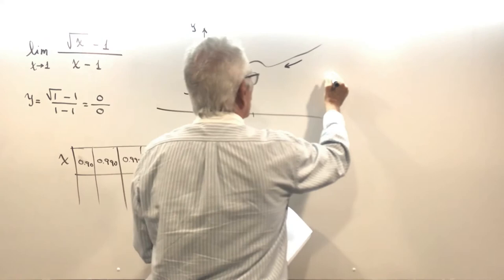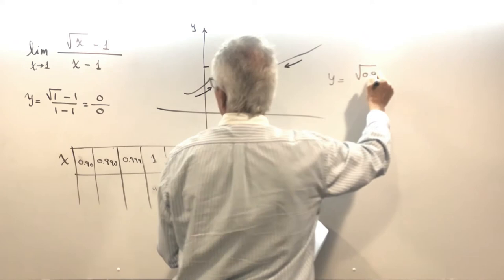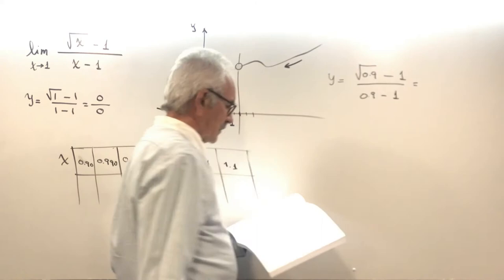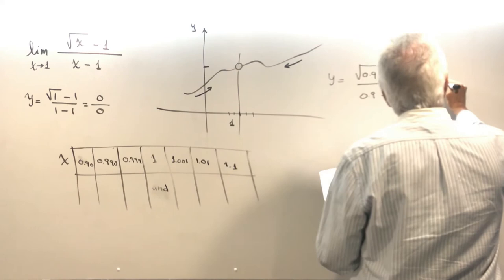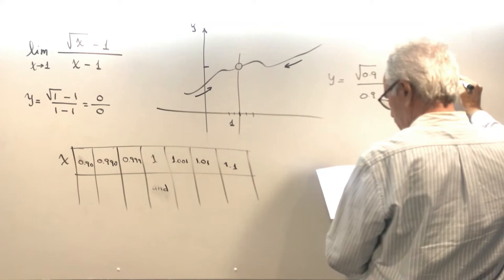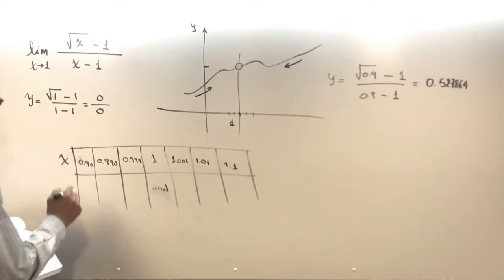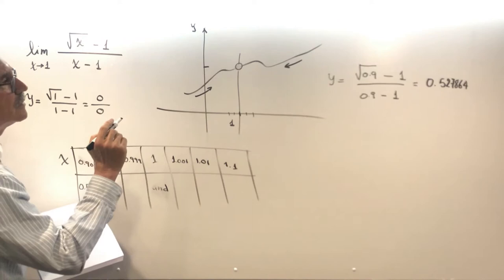We can write y equals the square root of 0.9 minus 1, divided by 0.9 minus 1. So if you solve this operation, you get 0.527864. So this is a number which goes here. I will write 0.53 approximation.